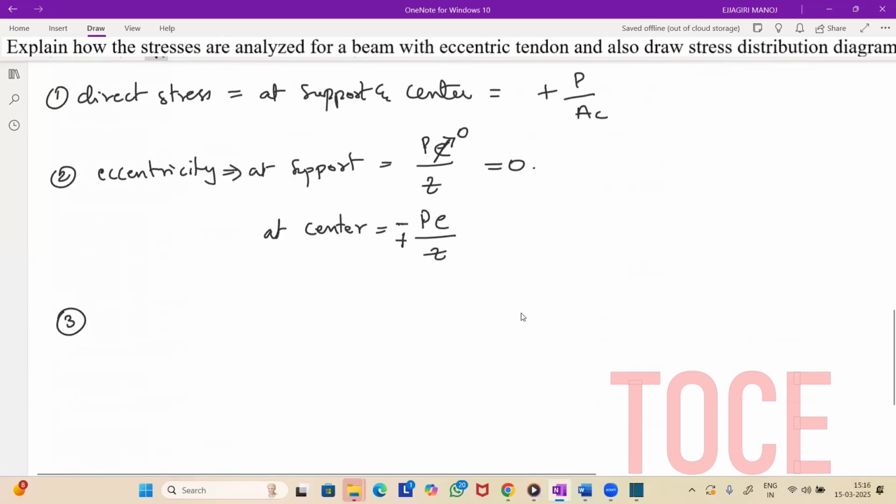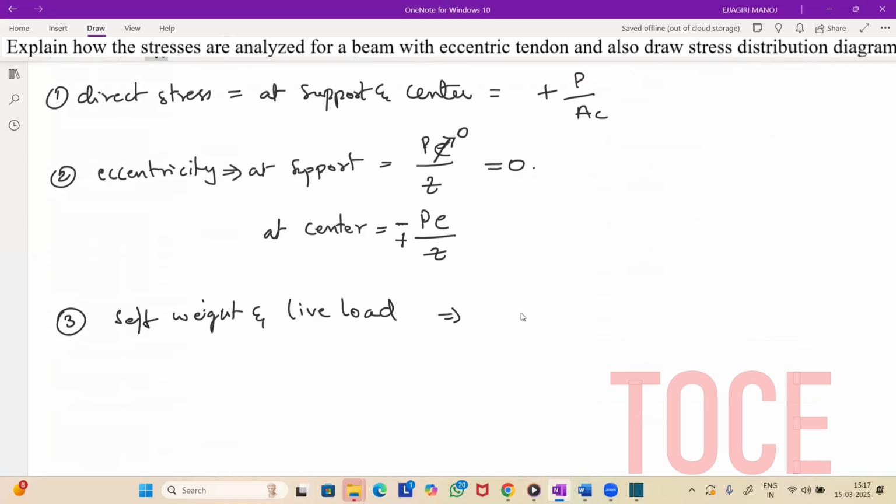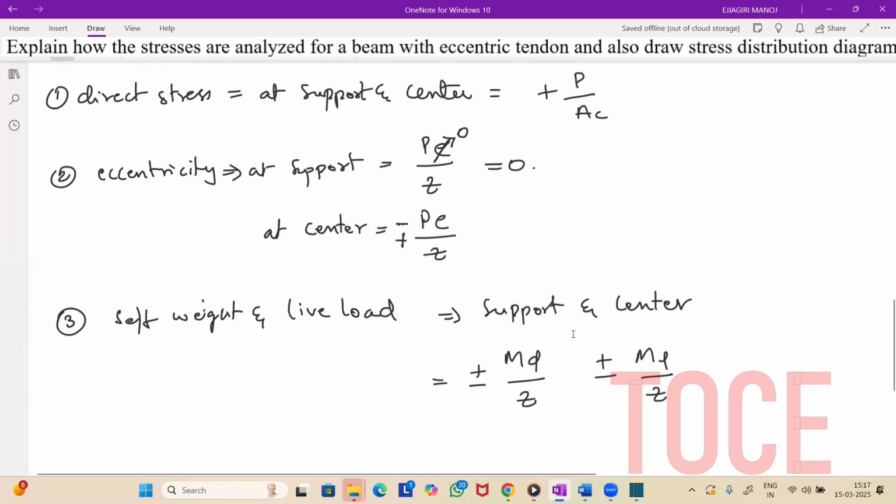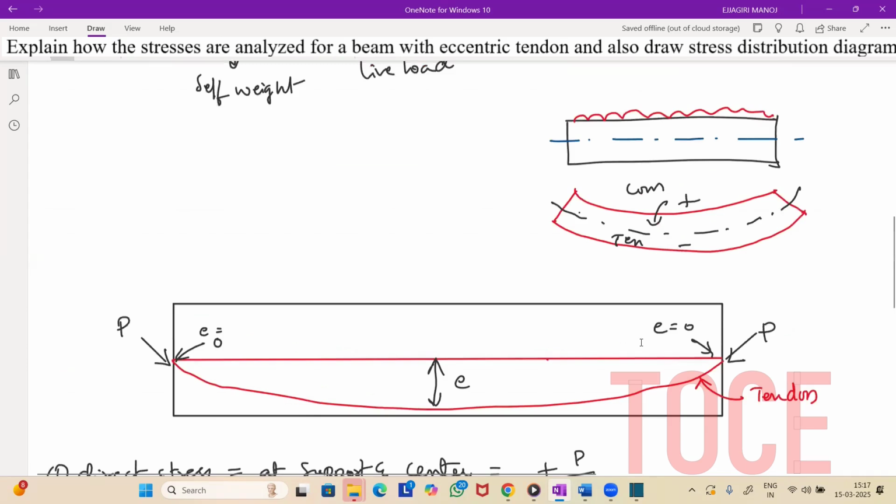And coming to the third one, that is due to self weight and live load. So at support and at the center, the formula will be the same. It will be plus or minus. Above the neutral axis, it is positive again. Below the neutral axis, it will be negative because it is a sagging bending, right? So it will be MD divided by Z. For live load, it is plus or minus moment due to live load divided by Z. Okay, so this is how we are going to calculate if you have a tendon profile something like this.